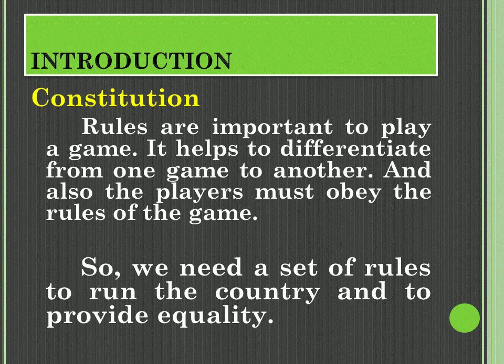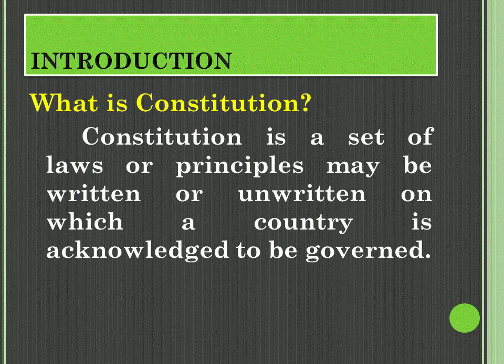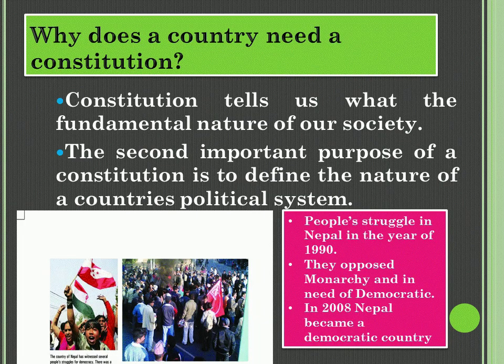So, what is constitution? Constitution is a set of laws or principles, may be written or unwritten, on which a country is acknowledged to be governed. Why does a country need a constitution? Constitution tells us the fundamental nature of our society. And also, the second important purpose of a constitution is to define the nature of a country's political system.